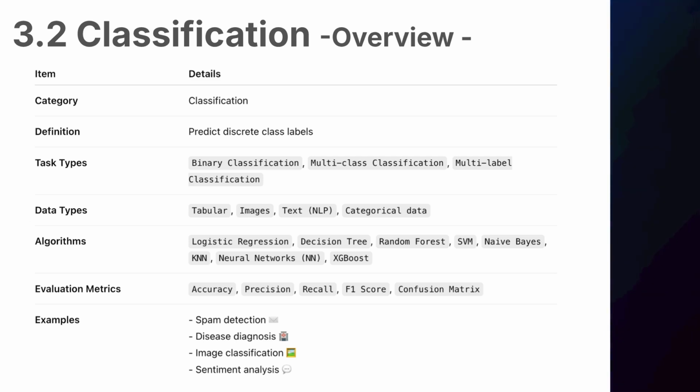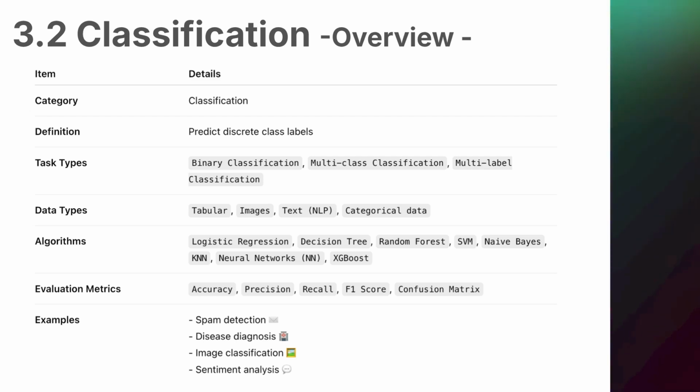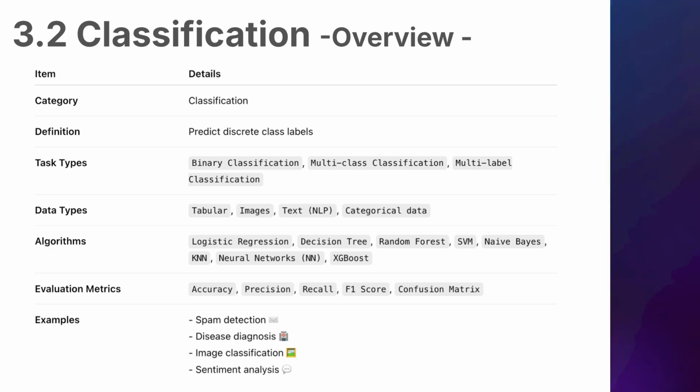To measure how well a classification model performs, we use metrics like accuracy, overall correctness, precision and recall, useful for imbalanced datasets, F1 score, harmonic mean of precision and recall, and confusion matrix to visualize true versus predicted classifications.